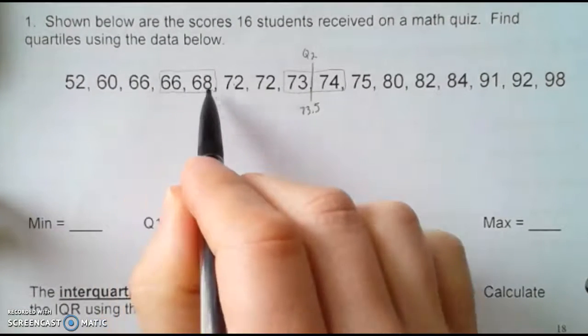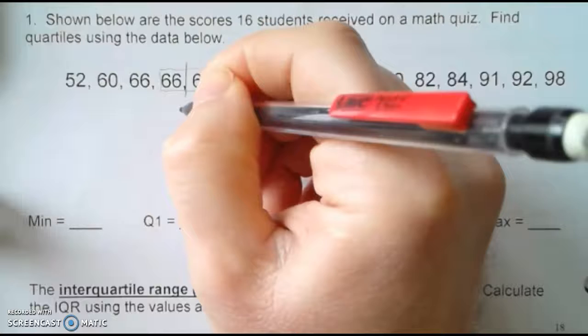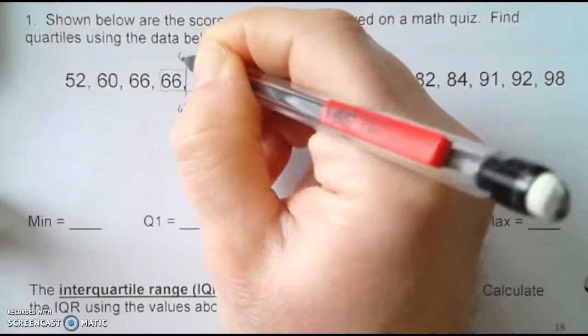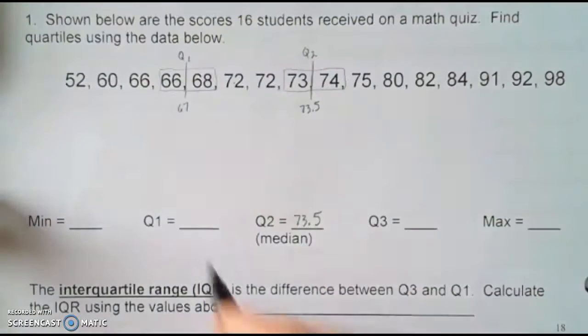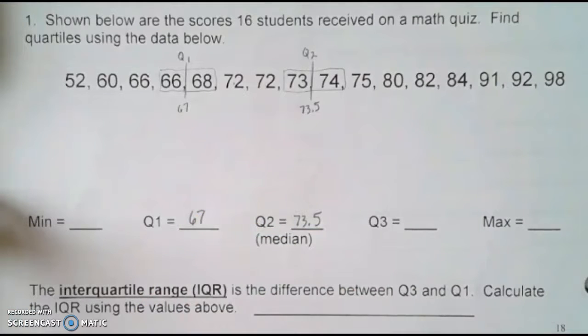If I average 66 and 68, that's going to give me a value of 67, which is going to be my first quartile. Okay, Q1 is equal to 67.